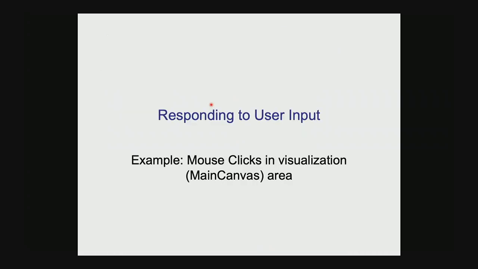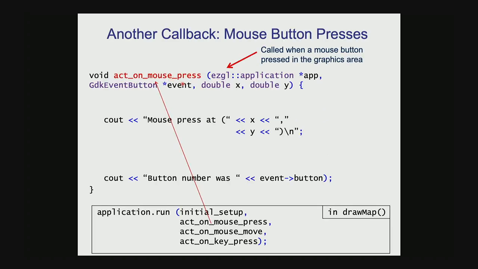So we talked about the callback functions and why they are important, because they keep things dynamic in graphics and they give you the ability to respond to user input. We're going to show an example here on how to do that. Here we are defining a new function called act on mouse press. You can call it whatever you want, but you just need to pass the function pointer to the application.run method. But remember, the parameters should always be the same.